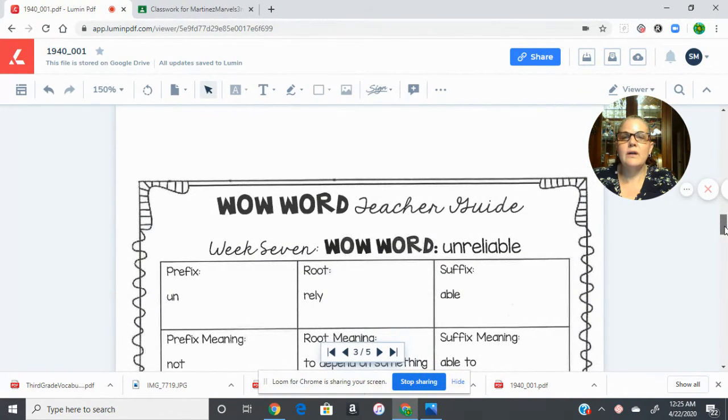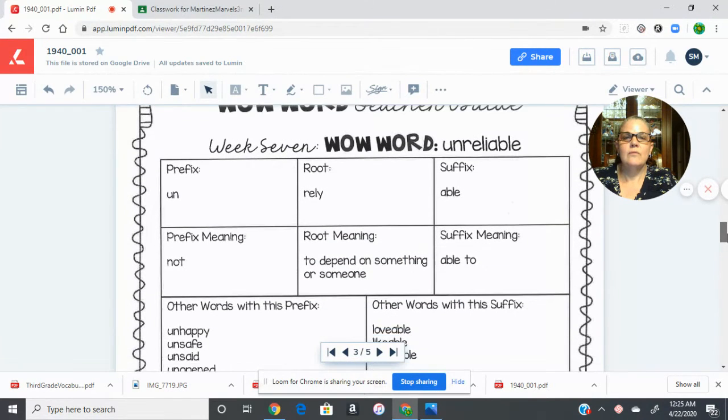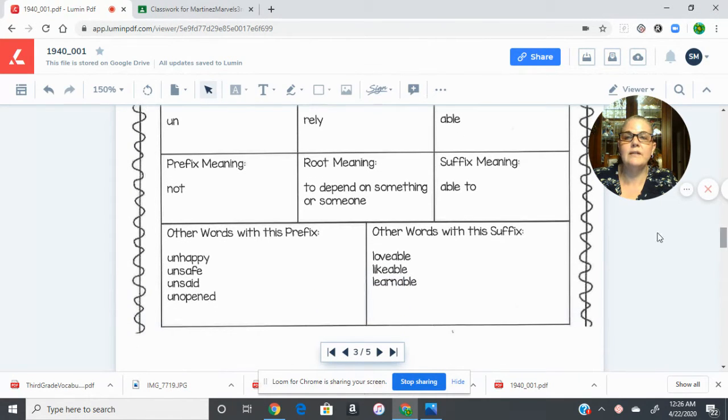All right, so in our wow words, we're doing the word unreliable. And so we have the prefix, the root word, and the suffix. So un is our prefix, and rely is our root word, and able is our suffix. So this is also going to be in Google Classroom. You can go back and refer to that and fill that in.